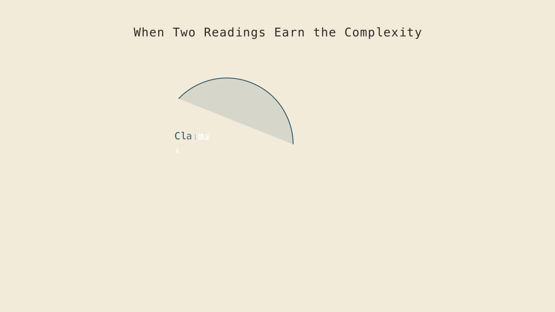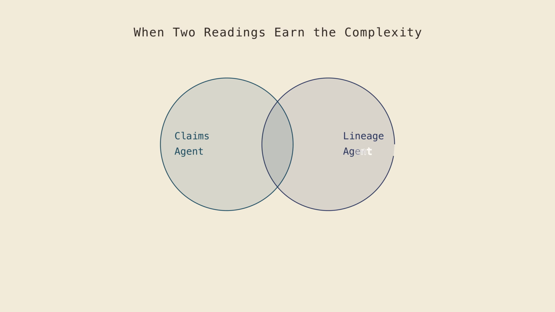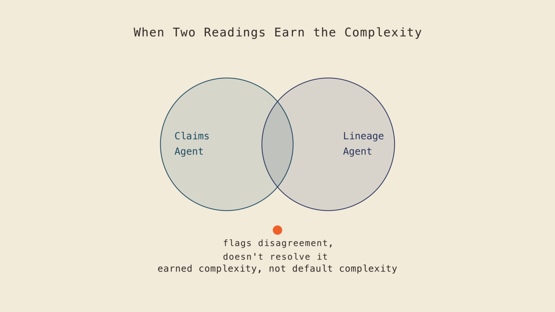When to use this pattern: 2 independent readings of the same artifact, with a coordinator that names disagreement instead of quietly picking one. When not to: if the second reading would just repeat the first, skip the second agent. The complexity is only earned where the 2 views can actually conflict. And the smaller lesson underneath both agents: an honest not implemented error is worth more than code that looks done.